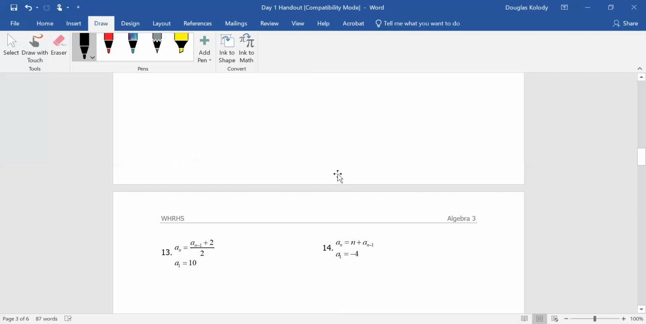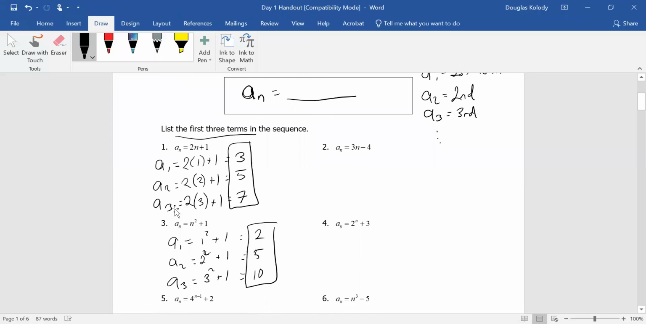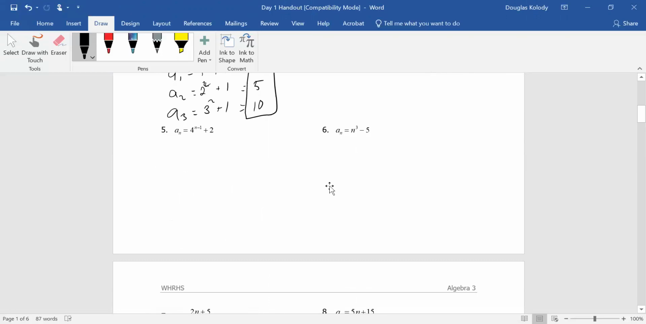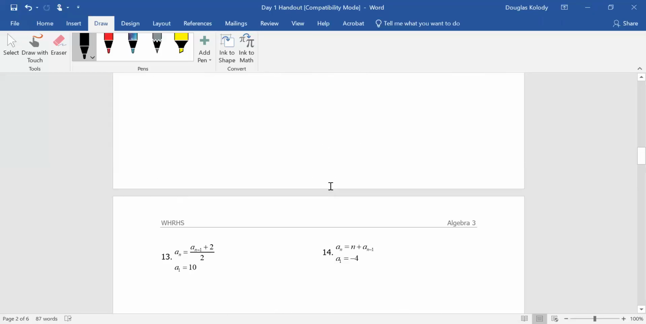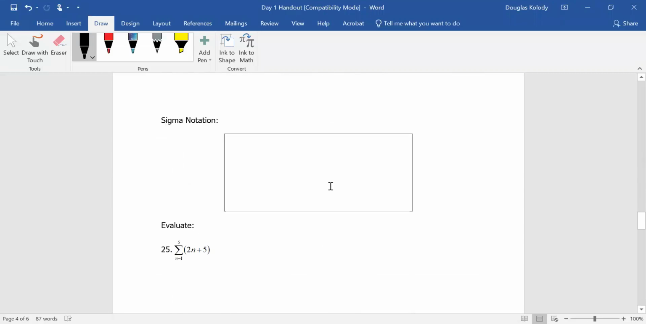Whereas if you just use an explicit formula for a sequence, if I want to find A sub 8, I just plug 8 in and get my answer. These are not recursive. You could just plug in whatever number you want to find that term. So that's the second of 3 concepts. The third and final concept is sigma notation.